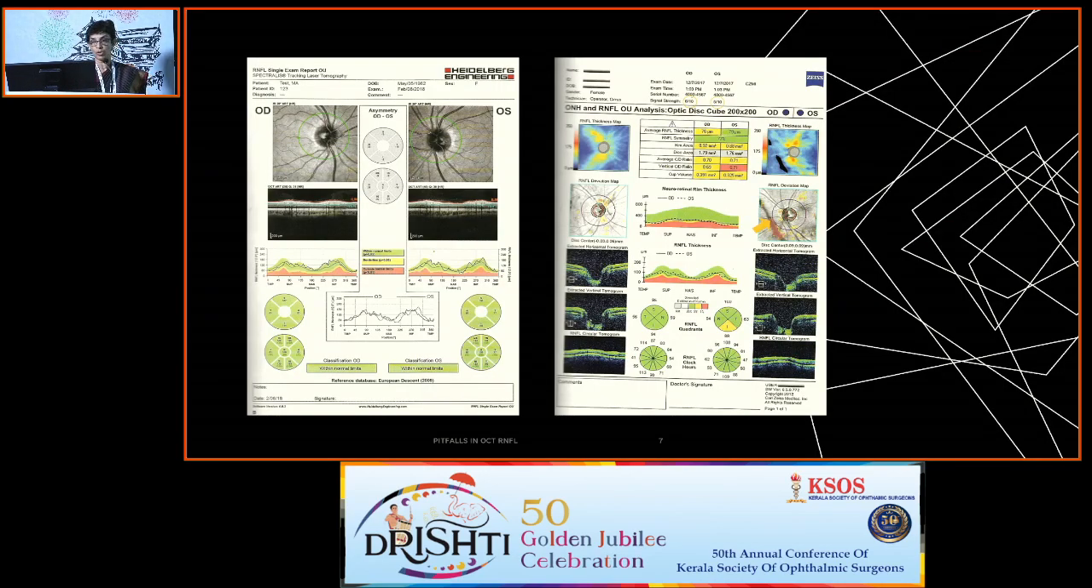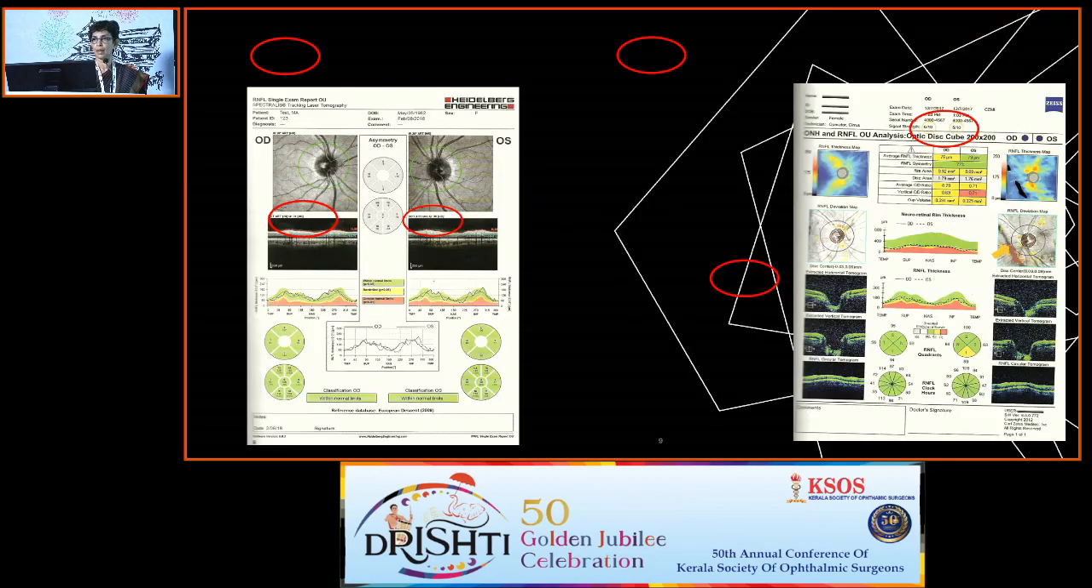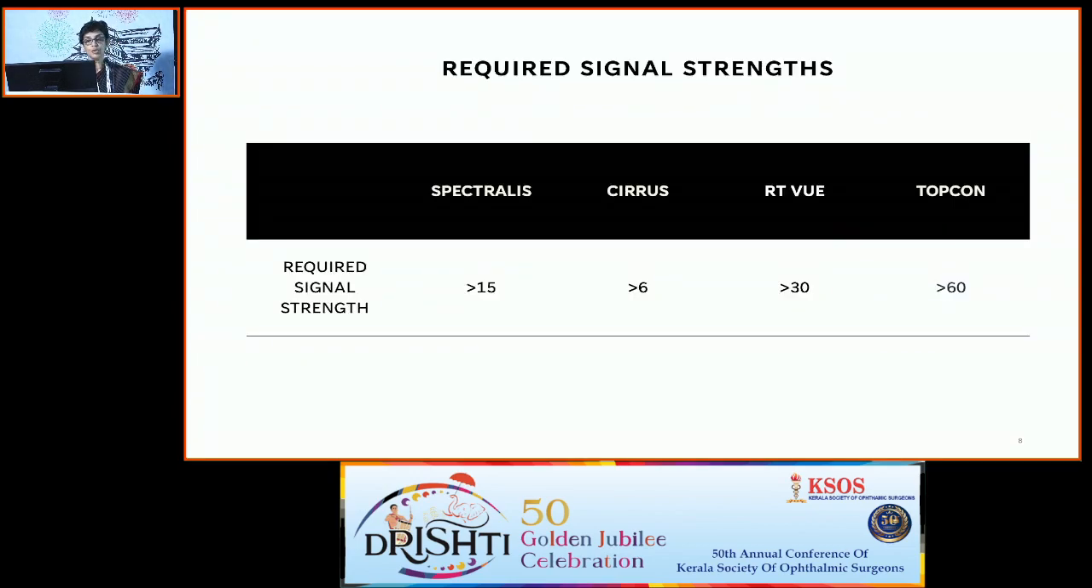So what are the pitfalls that we can encounter? First is about the signal strength. Today most of my printouts are of the Heidelberg because my hospital has a Heidelberg, and I have also incorporated a few Cirrus printouts. So it is important that we have the right signal strengths. These are the signal strengths for each of the machines. For Spectralis, we need more than 15. For Cirrus, we need more than 6. And for Topcon, we need more than 60.